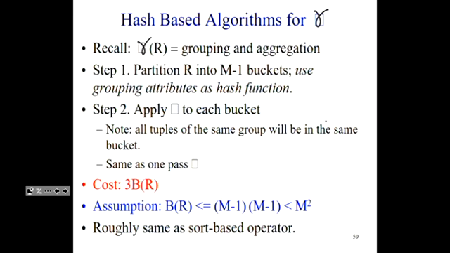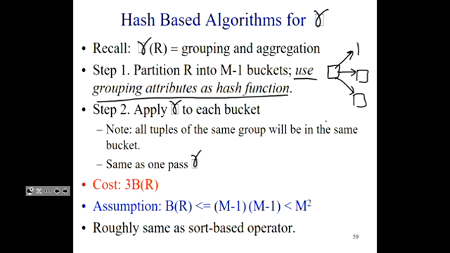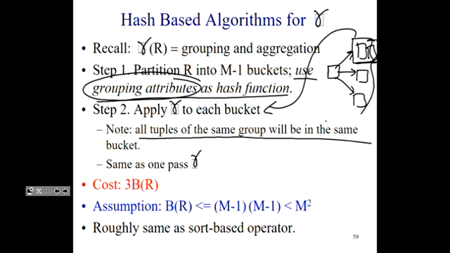Okay, so once again, this is very similar to the duplicate elimination. You use the grouping attributes as a hash function. You partition R into M minus 1 buckets. And each of these buckets is now processed by itself in the next pass. So you apply gamma to each bucket, and because you've used the grouping attributes as a hash function, all of the tuples in the same group will be in the same bucket. So that is a guarantee that you have, and therefore the second step is nothing but the one pass gamma. You just do one pass gamma.